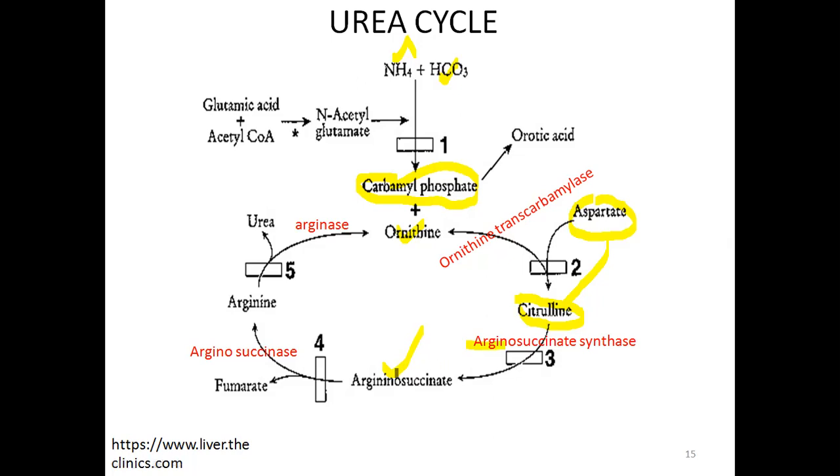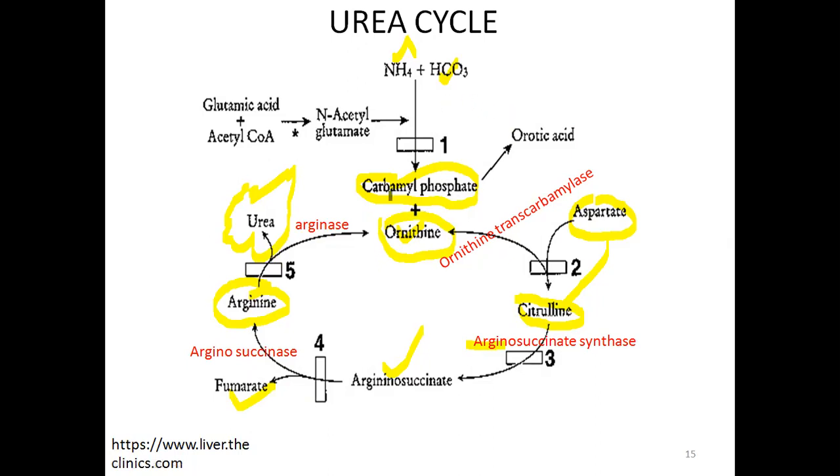Now, this arginosuccinate cleaves, liberating the fumarate, and while liberating the fumarate, it results in formation of arginine. The enzyme required for this is arginosuccinase. Now, arginine reforms the ornithine in the cytoplasm, which again enters into the mitochondria. And while doing so, in presence of arginase, there is liberation of urea. Okay, so this is how urea is formed.